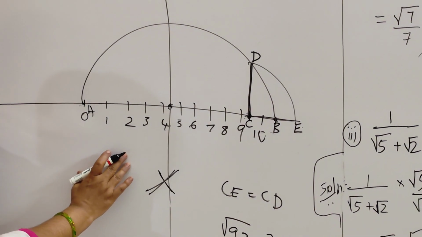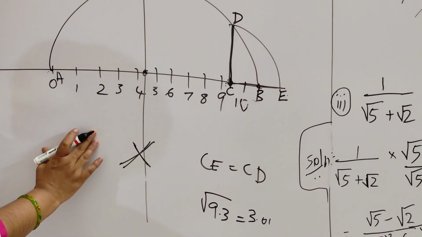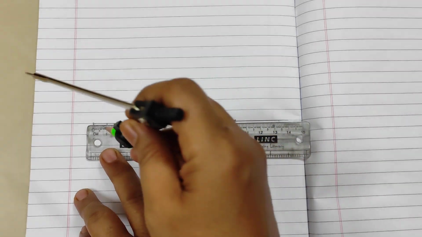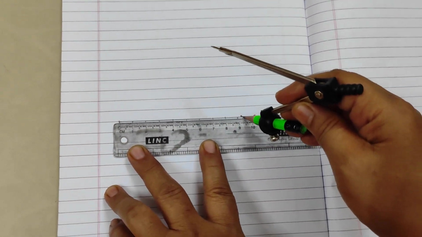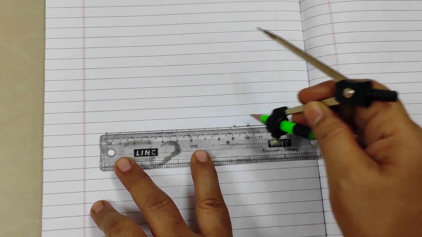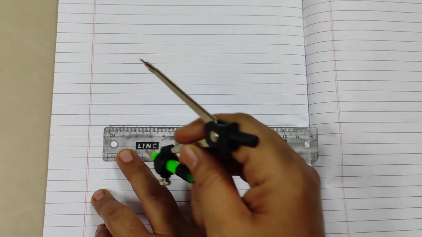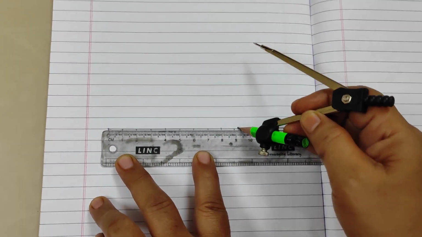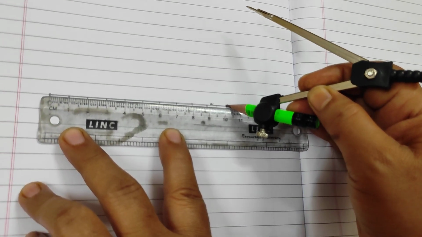Now I will show you this with the help of your mathematical instruments in the book accurately. How we have to do is, first draw a number line up to 9.3, again 1 centimeter extra up to 10.3. So from 0 to 9.3 you just put a dot. Then from 9.3 to 10.3 one more dot.